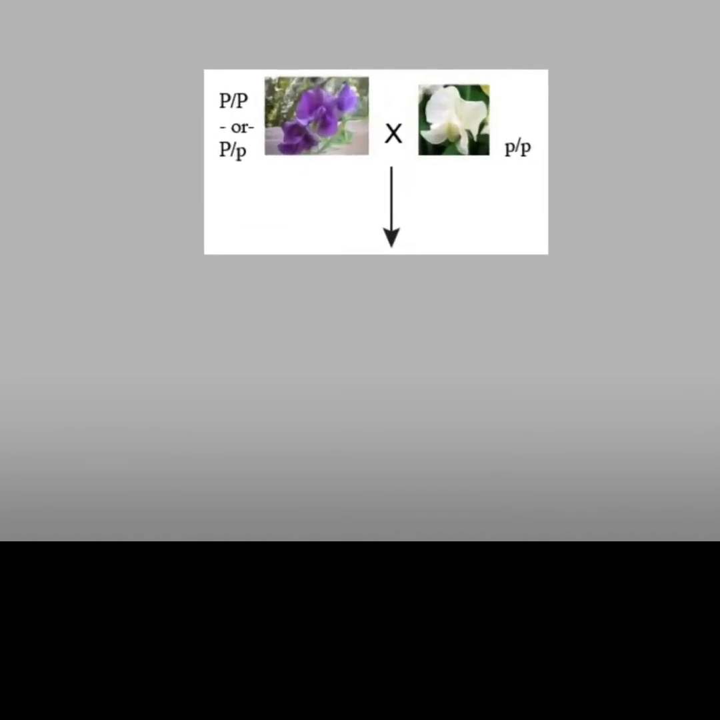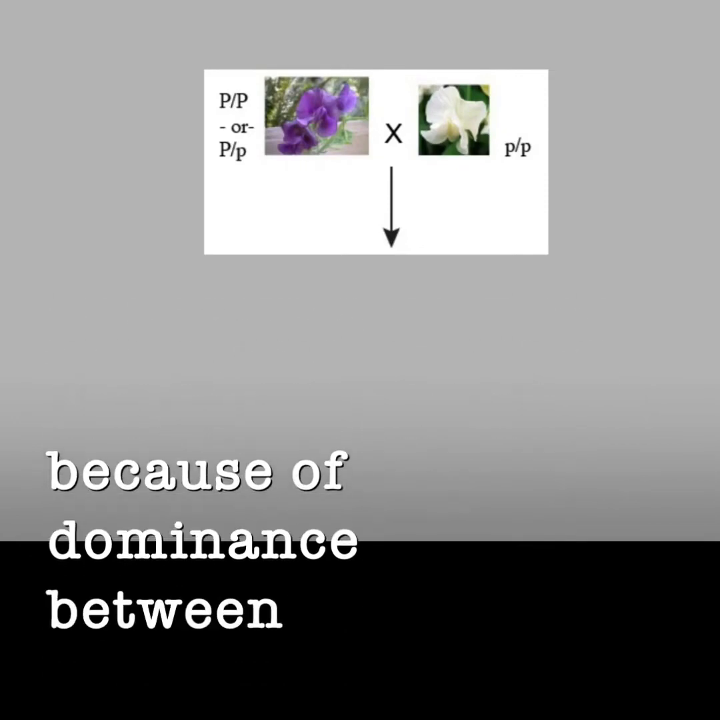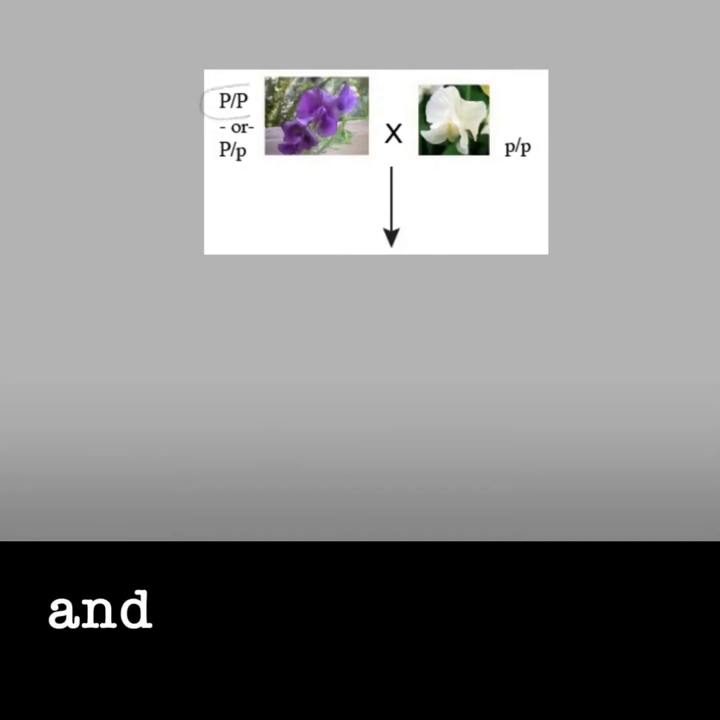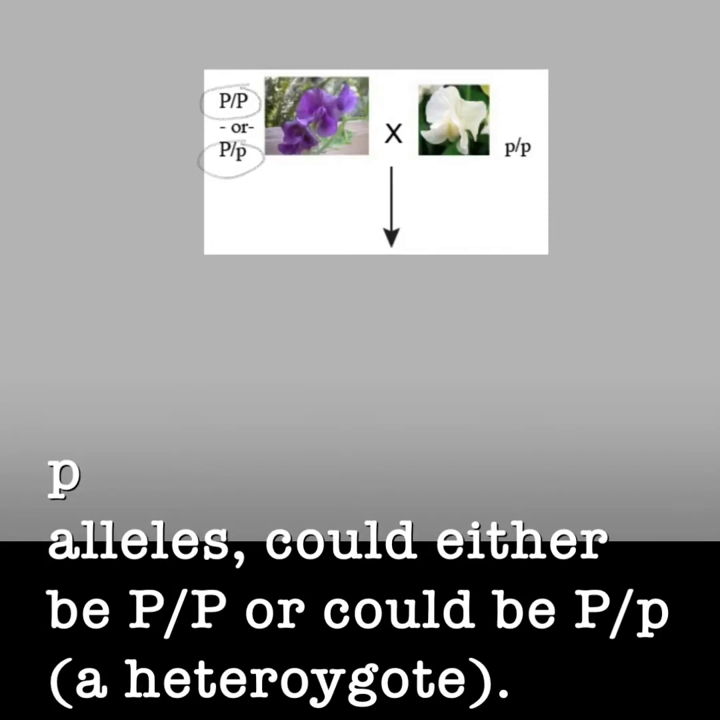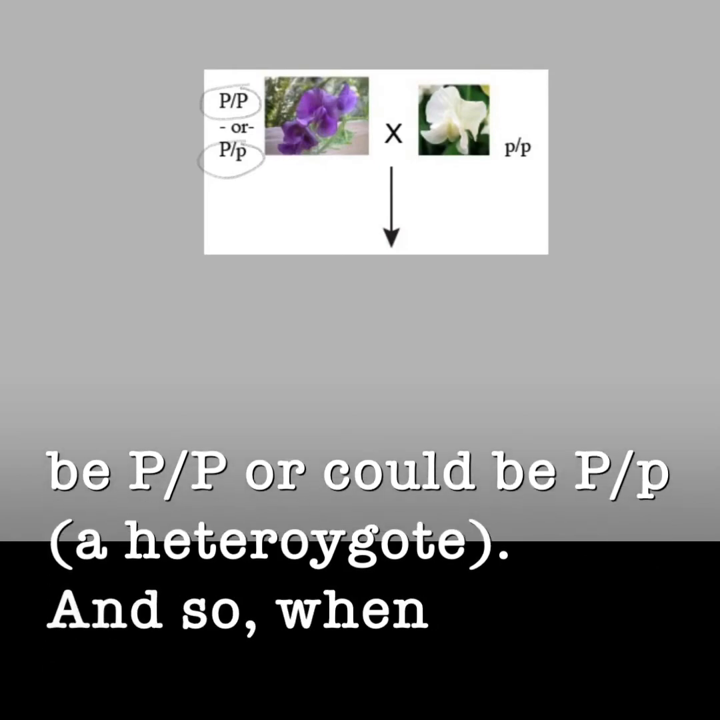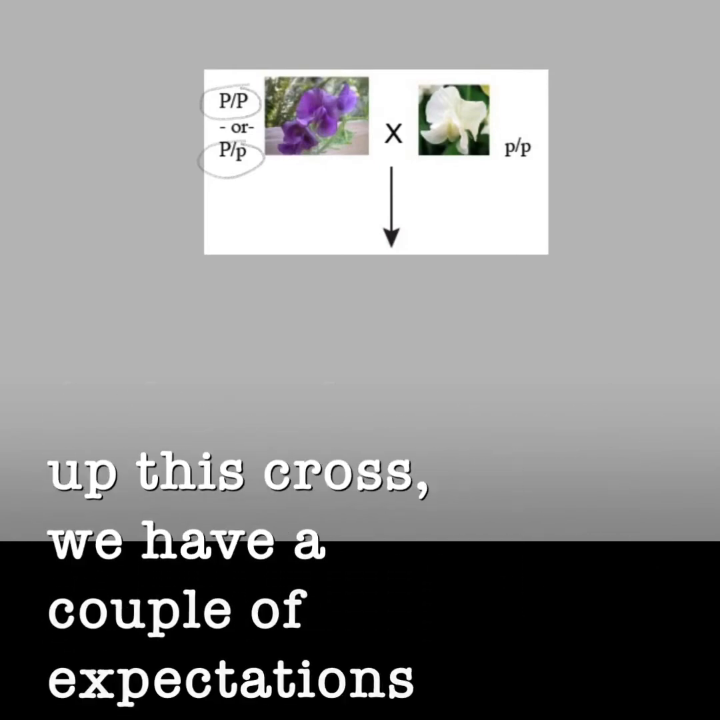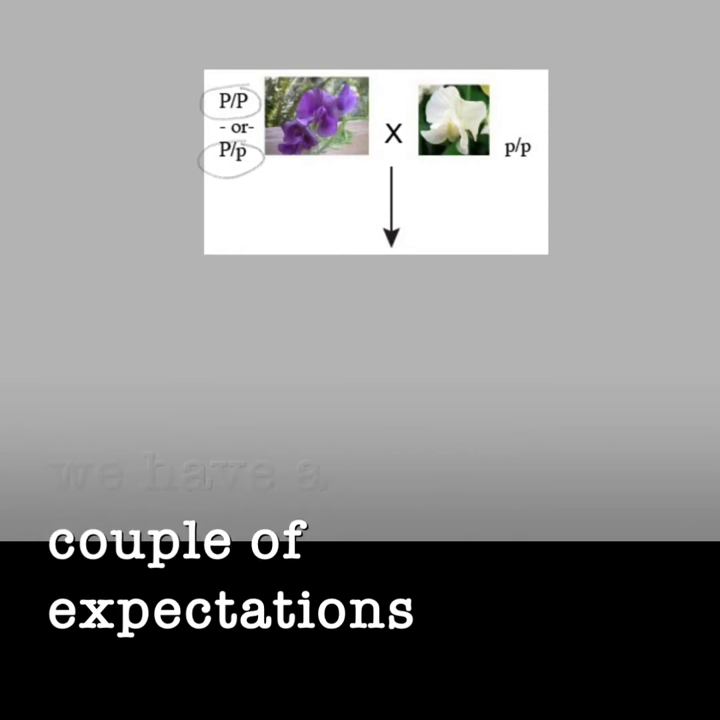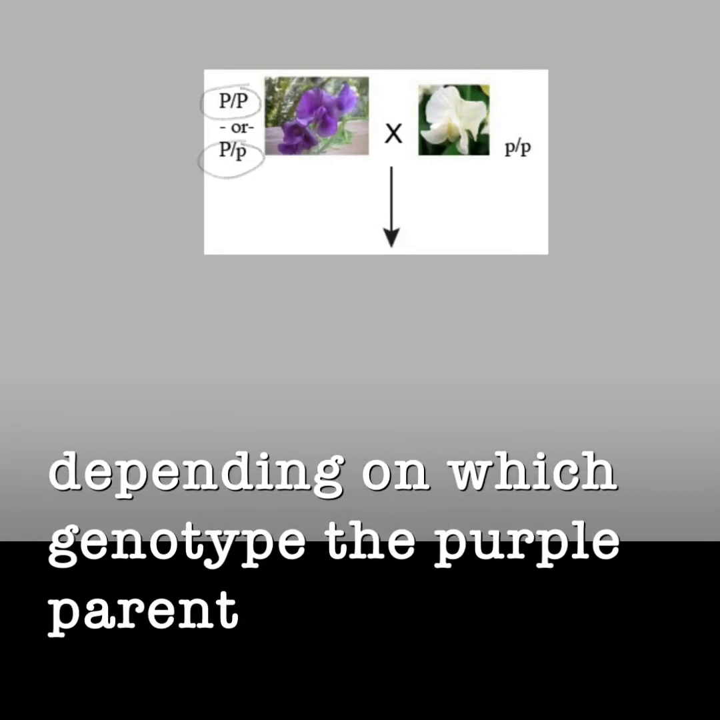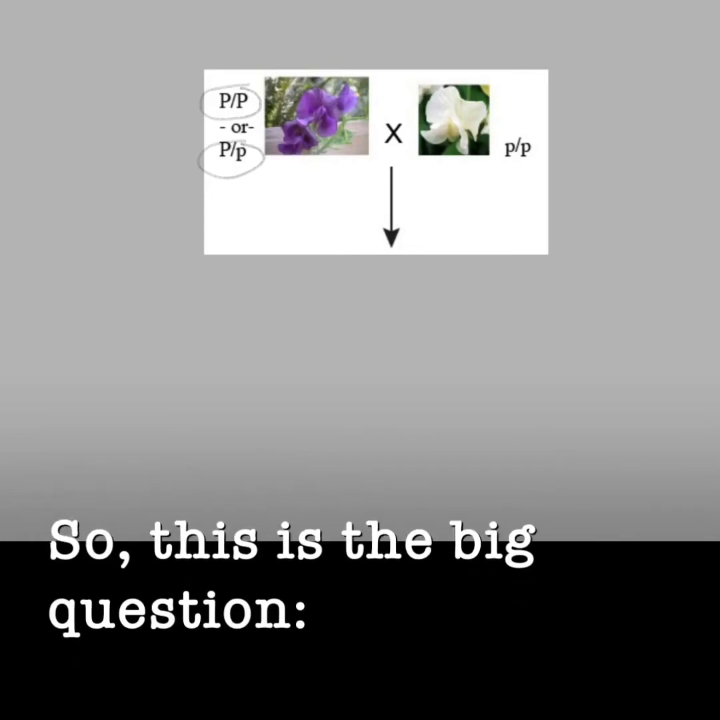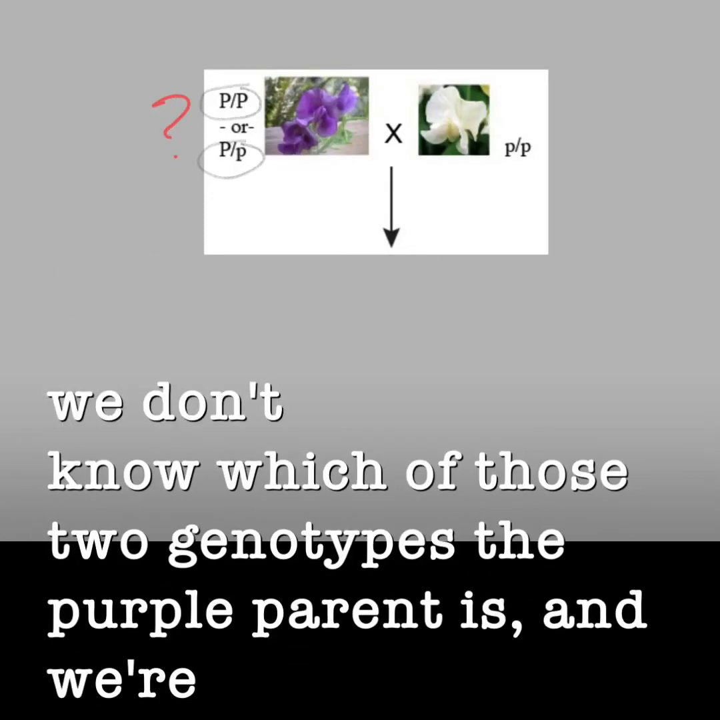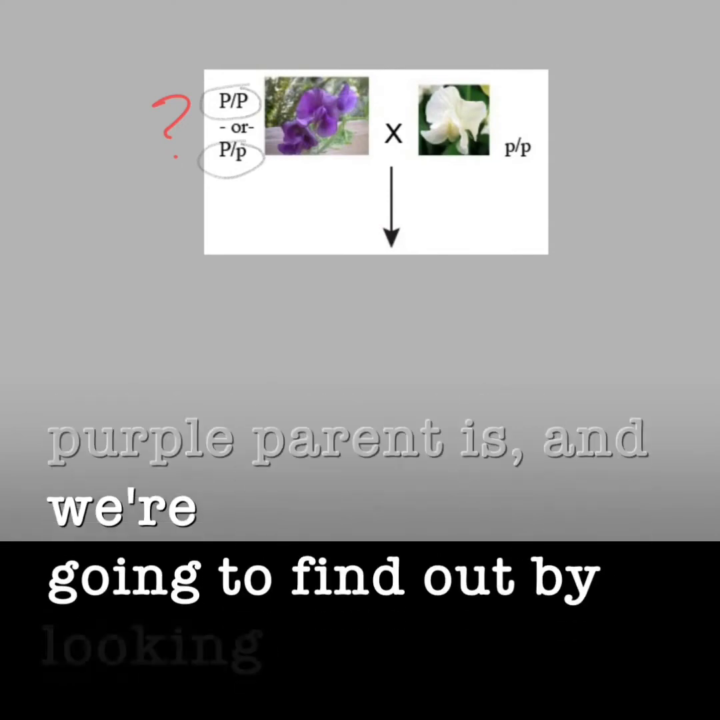In a purple by white cross, we know that the purple parent, because of dominance between the capital P and little p alleles, could either be big P over big P, or could be big P over little p, a heterozygote. And so, when we set up this cross, we have a couple of expectations, depending on which genotype that purple parent is. So this is the big question. We don't know which of those two genotypes the purple parent is. And we're going to find out by looking at their offspring.